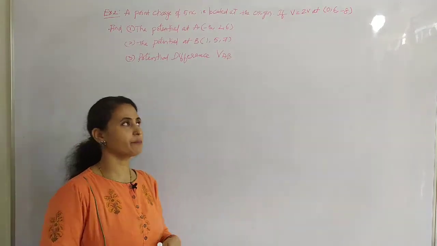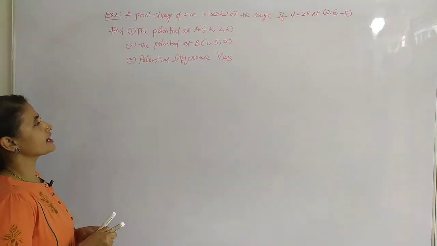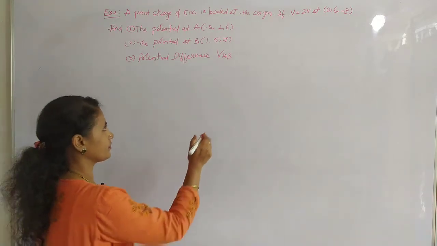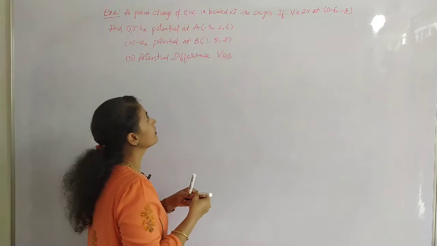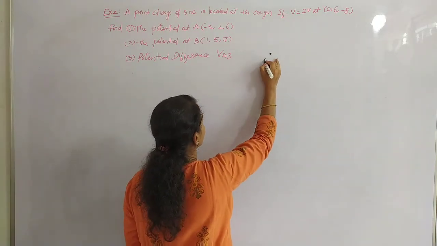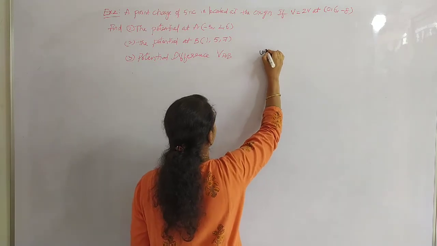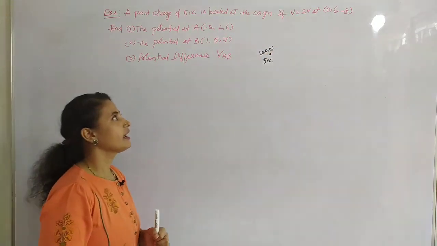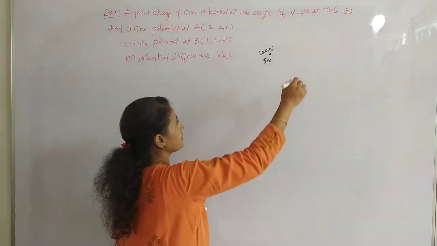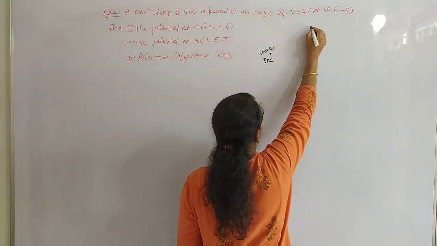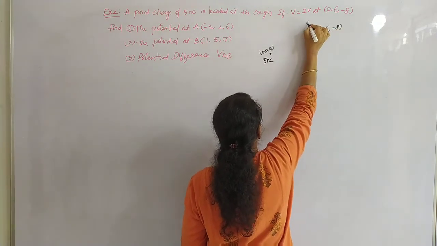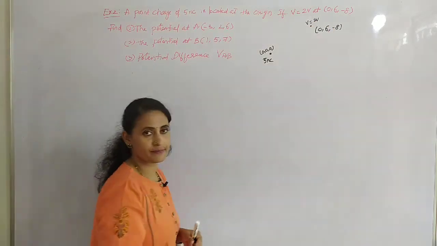Let's take one more example. There is a point charge of 5 nanocoulombs located at the origin. And there is 2 volts of potential at some point. What is the voltage at this point? It is 2 volts.